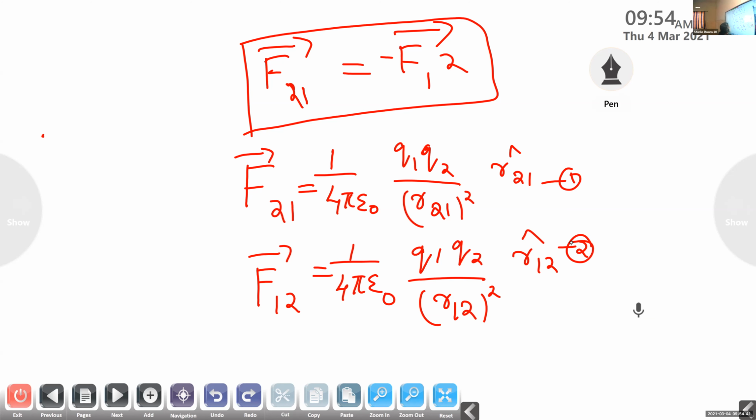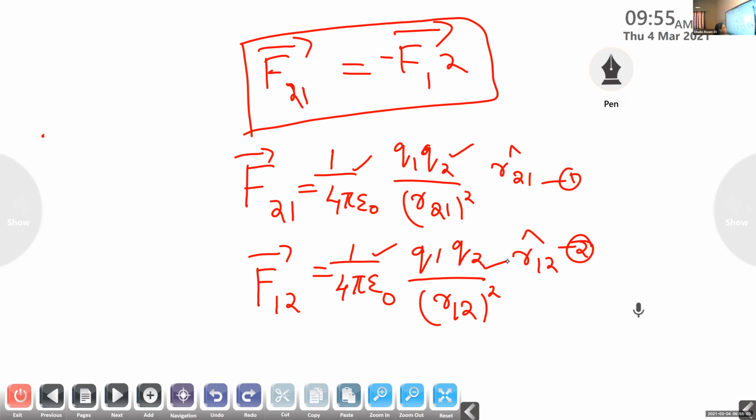Now we are comparing these two equations. By comparing them, it is very clear that here there is 1 by epsilon 0, and in the second equation there is also 1 by epsilon 0. Here there is Q1 Q2, and here also Q1 Q2. So that much is the same in both equations: Q1 Q2 divided by 4 pi epsilon 0 is present in both.